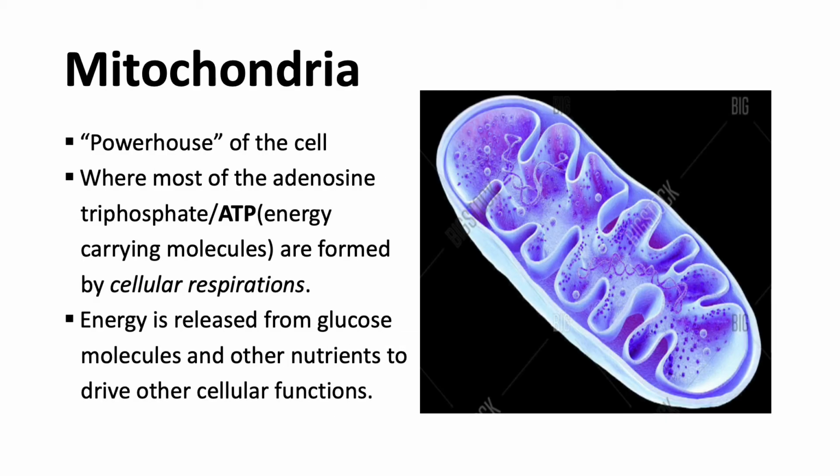The mitochondria. This is called the powerhouse of the cell. This is very important because in the mitochondria, ATP is formed by cellular respiration. ATP, or adenosine triphosphate, is very important for the cell to function. Without it, the cell will not be able to perform its function. So in this process, energy is released from glucose molecules and other nutrients to drive other cellular functions.